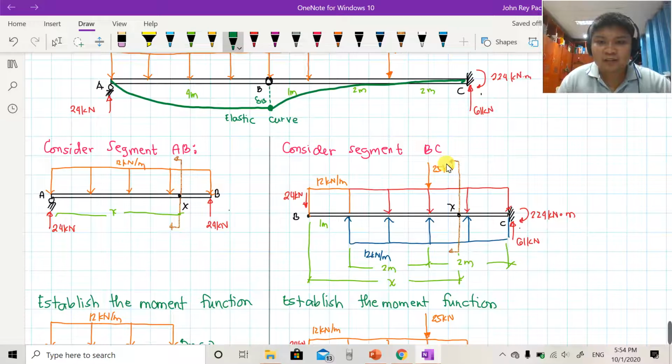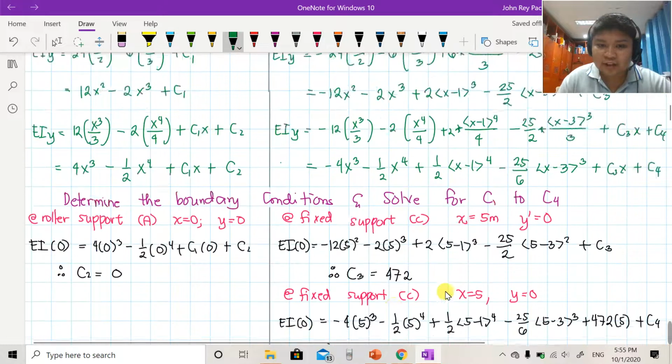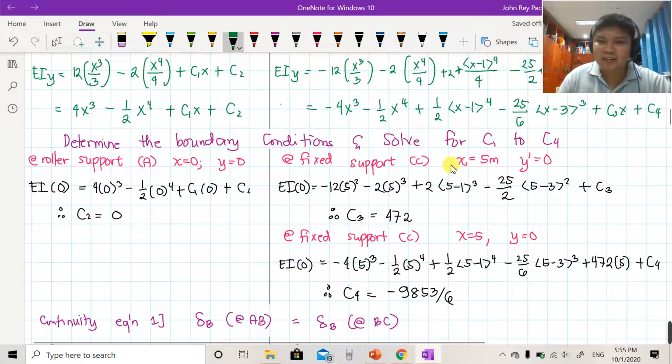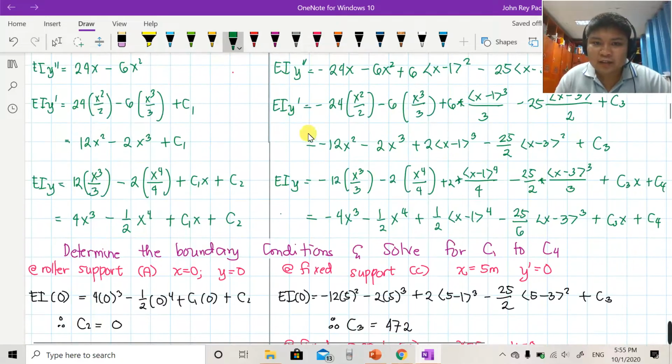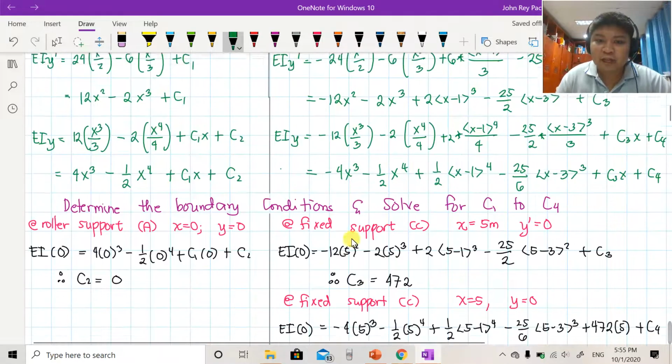And considering segment BC, class, the value of x to be considered here is equal to 5 meters. Kasi di ba, tingnan nyo to, 1 plus 2 plus 2 is 5 meters. So tingnan natin, at fixed support C, when x equals 5, y prime equals 0. So, gagamitin natin, class, itong equation ng EIy prime.